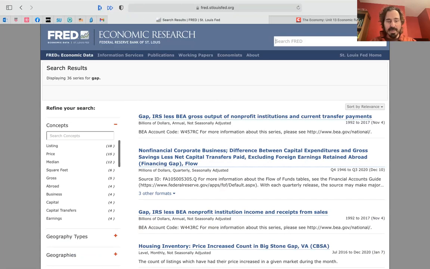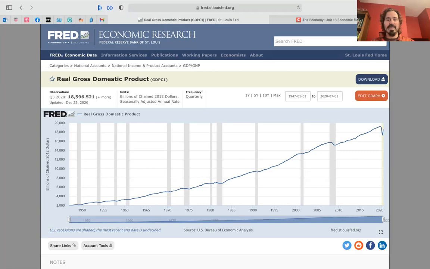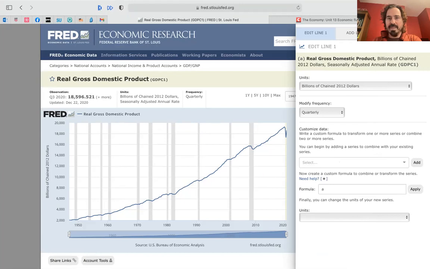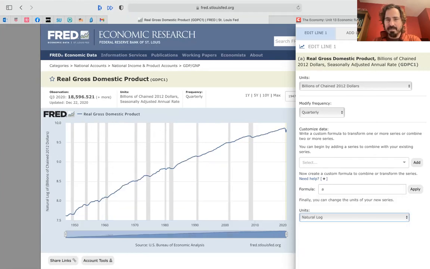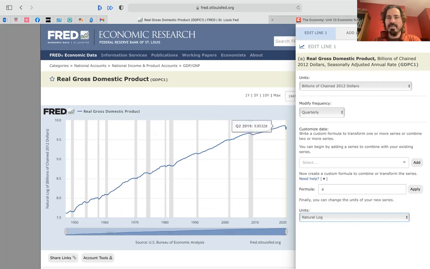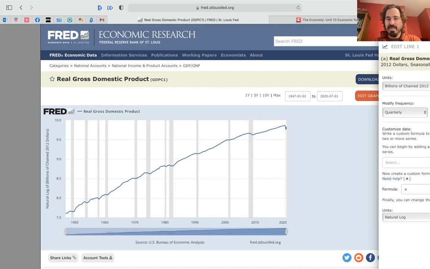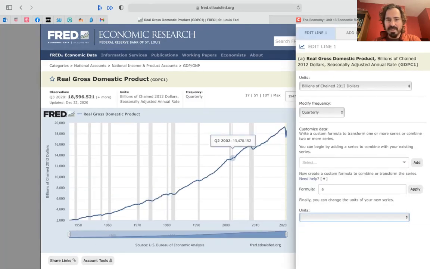It looks like I misspelled it as GAP. Let's try that again. GDP, real gross domestic product. And here we have the chart for the US gross domestic product. If you wanted to create the log graph, you could hit the edit button over there and go down to units and pick natural log. And now we have our natural log graph here. So let me go back to the normal units here.